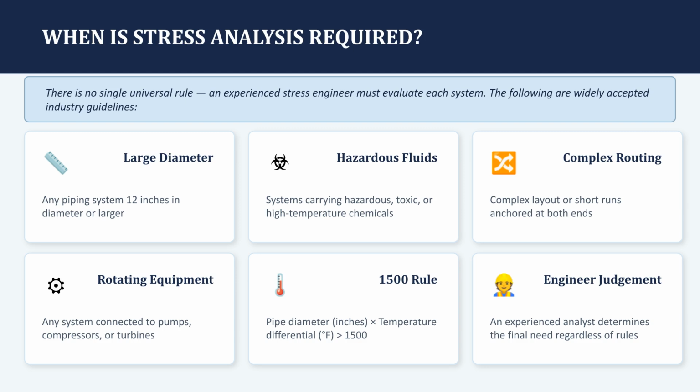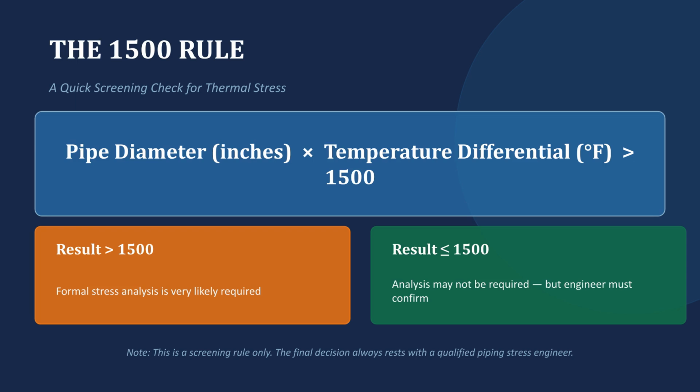Let's now zoom in on that 1500 rule, since it's one of the most commonly used screening checks in the industry. This slide focuses entirely on the 1500 rule, a fast, simple way to screen whether a piping system likely needs detailed stress analysis without having to run full software simulations first.